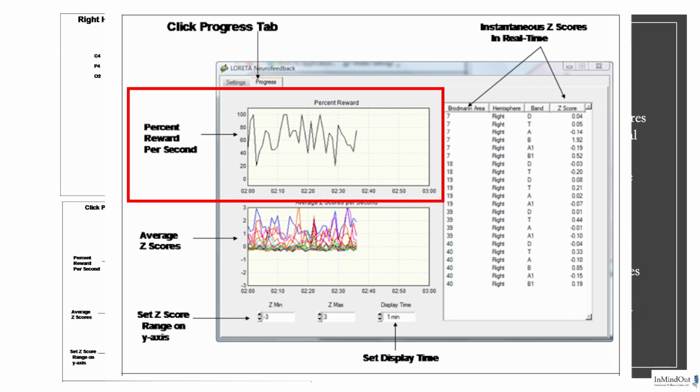And again, if you look at this line, the percent reward scored, that should be going up and down, but the trend should be in an upward fashion. That tells us that the person's brain is learning to match the Z-score or the normative database activity. Z-score training has its place. Again, there are certain reasons for why we use Z-score training, specifically if we want to normalize the brain.